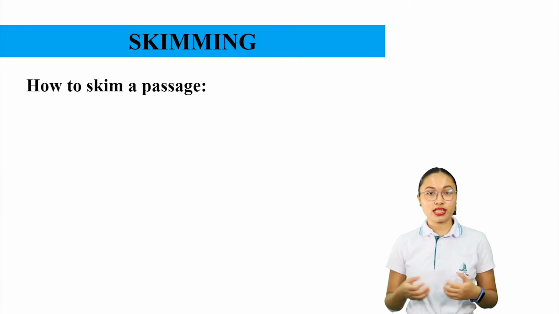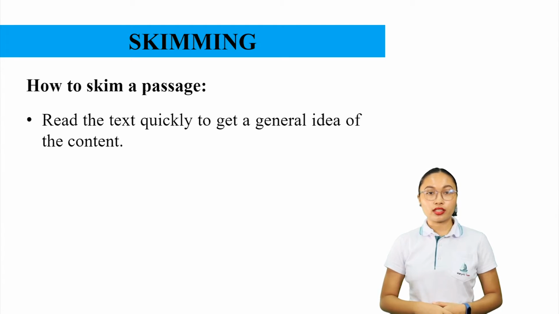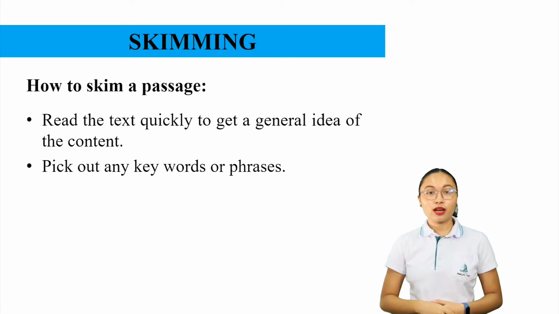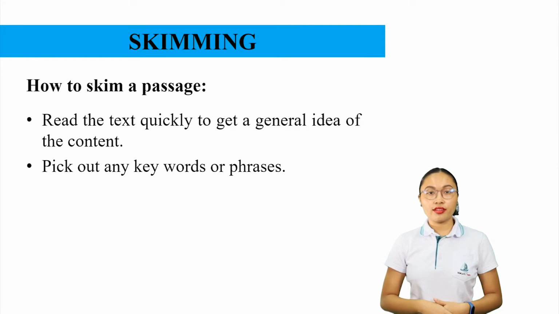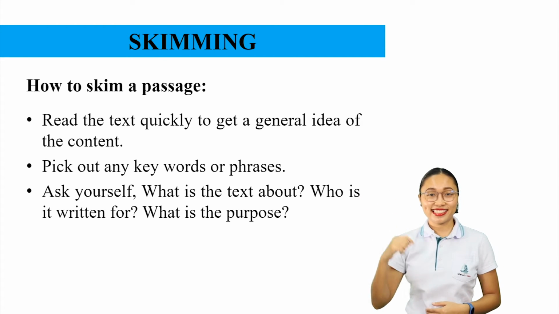There are some easy steps to follow when skimming. First, read the text quickly to get a general idea of the content. Next, pick out any keywords or phrases. Some keywords are easily noticed because they are in bold letters or italicized. This is helpful to connect the ideas and form the thought about the questions: what is the text about? Who is it written for? Or what is the purpose?